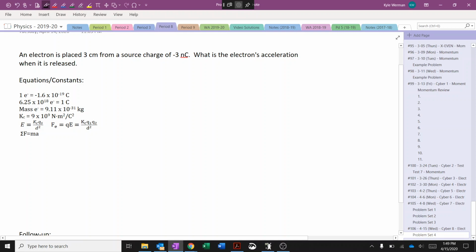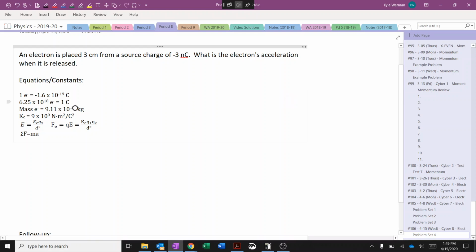If we have an object that's accelerating, then there must be an unbalanced force acting on it, right? So we better be thinking, well, what force do we have on that electron to make it accelerate? And that gives you the whole F equals ma component. Well, they don't tell us it's on Earth or anything else, so let's assume there's only one force on it, and that's the electrostatic force. So we need to figure out the force on the electron first.